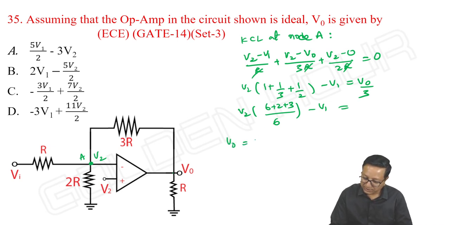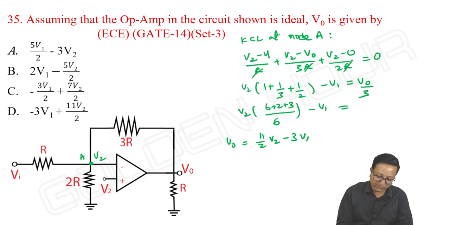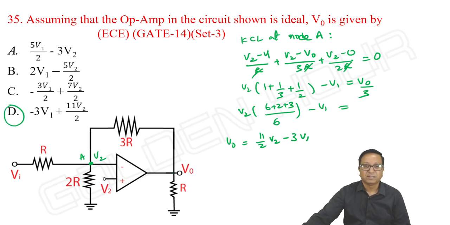So what is V output? It is 11 by 2 into V2 minus 3 into V1. So minus 3V1 plus 11 by 2 V2. That's it. There is no difficulty at all. Because of this 2R, we should be careful. Okay, you cannot simply take the things like what I have mentioned.